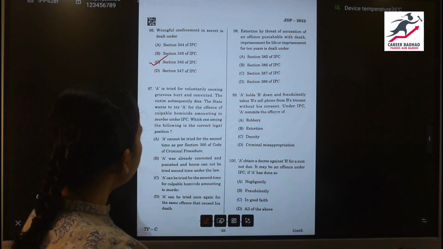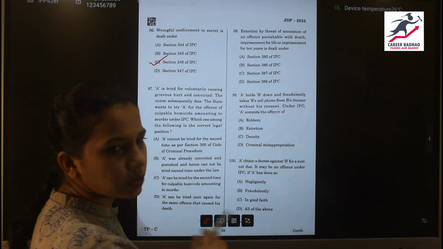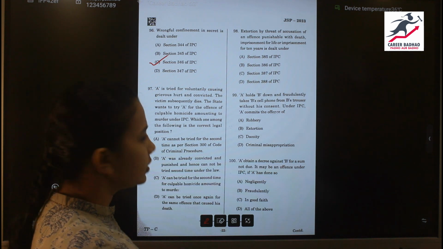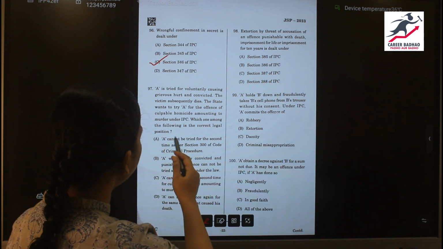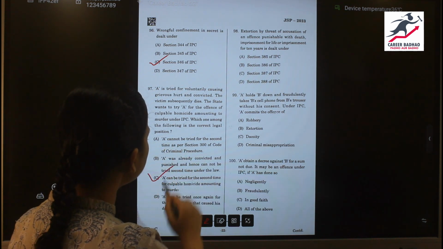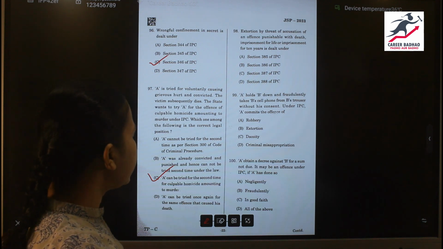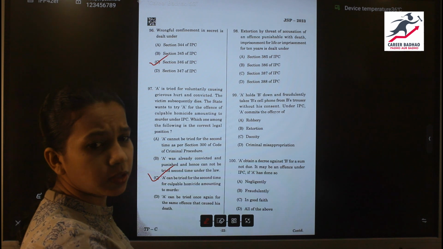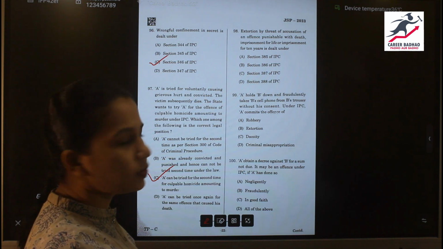So here this question corresponds to illustration B of section 300. You can find it in the CRPC bare act. So the correct answer here would be option C, that is A can be tried for the second time for culpable homicide amounting to murder, because here grievous hurt resulted in the death of the victim.